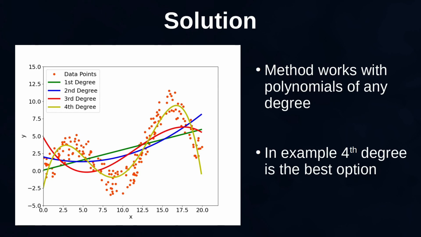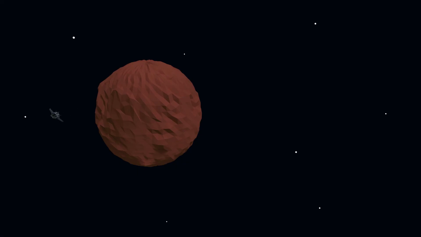Sometimes you might want to test different polynomials in order to find the most useful for the problem that you are trying to solve. This concludes the video, and the robots were able to safely leave the planet.